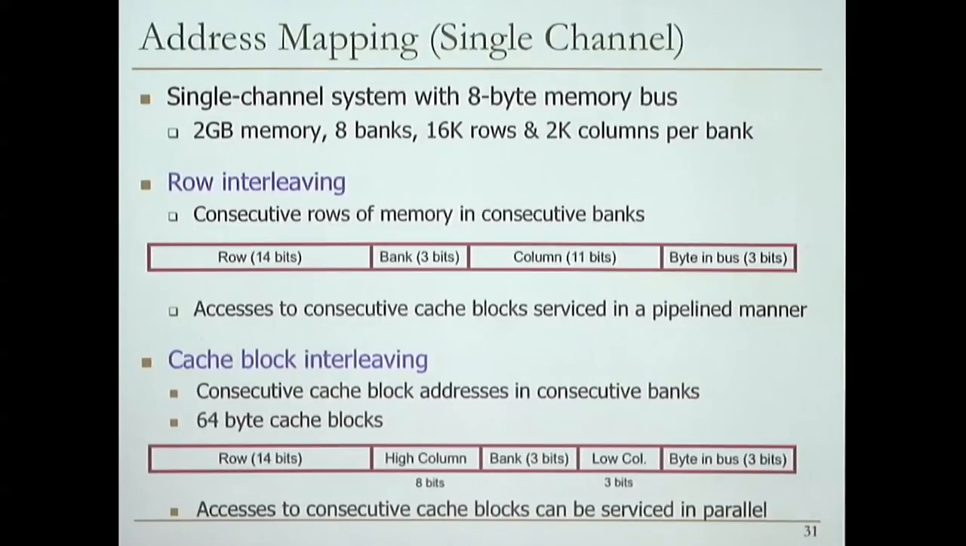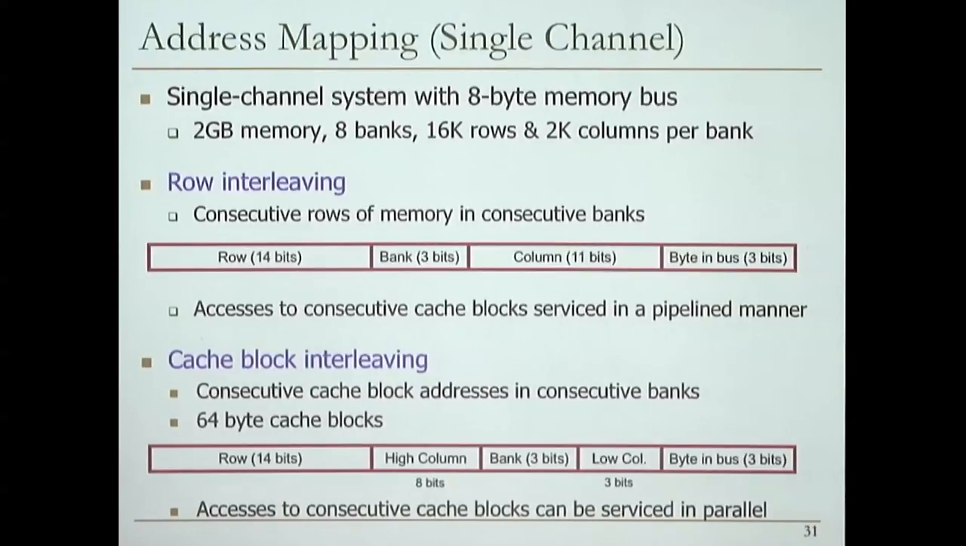In this case, the consecutive cache blocks are in consecutive banks. First cache block, 64 bytes, is in bank 0. The next 64 bytes is in bank 1. The next 64 bytes is in bank 2, and so on, as opposed to the first 2 kilobytes, right? In this case, accesses to consecutive cache blocks can be serviced in parallel in different banks. But the performance of these 2 actually is the same if you don't have bank conflicts. Right? If you're accessing different cache blocks, then you will get the data.